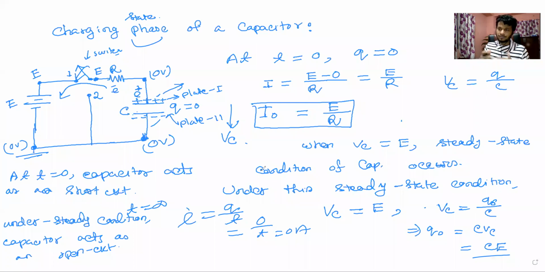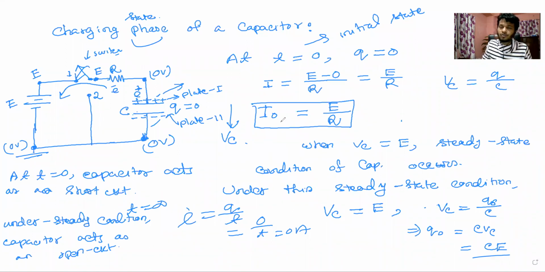So let me summarize all of these things. At time t equals to 0, there will be no charge on this capacitor, that means q equals to 0. What would be the potential across this capacitor at time t equals to 0? It is 0 volt. Vc equals 0 volt at time t equals to 0. This is known as the initial state of the charging phase of a capacitor, at time t equals to 0.